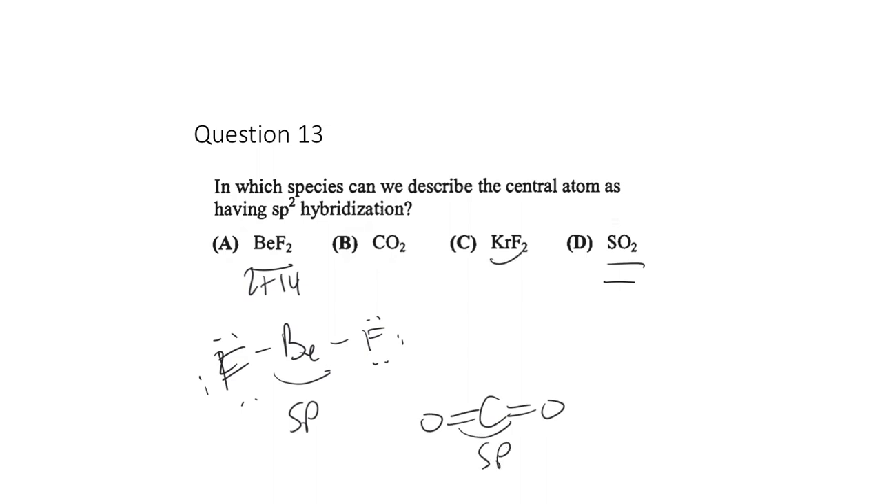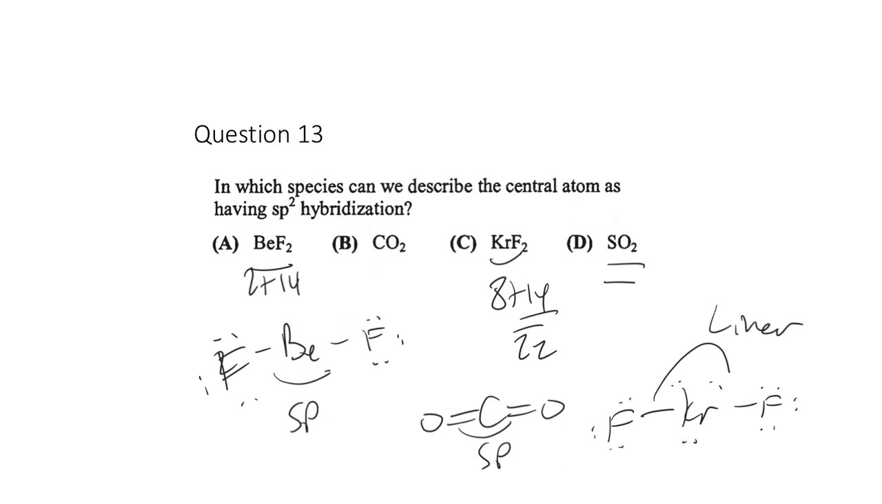Krypton fluoride is not going to be sp hybridized. This is going to be like xenon fluoride. This is going to be 8 plus 14, 22 electrons. So that's krypton, fluorine, fluorine, like beryllium, but one difference being 1, 2, 3 lone pairs. And this goes linear. I don't think we'd call it sp. The hybridization just is not sp2 is probably the best thing. So not sp2, that's sp, that's sp.